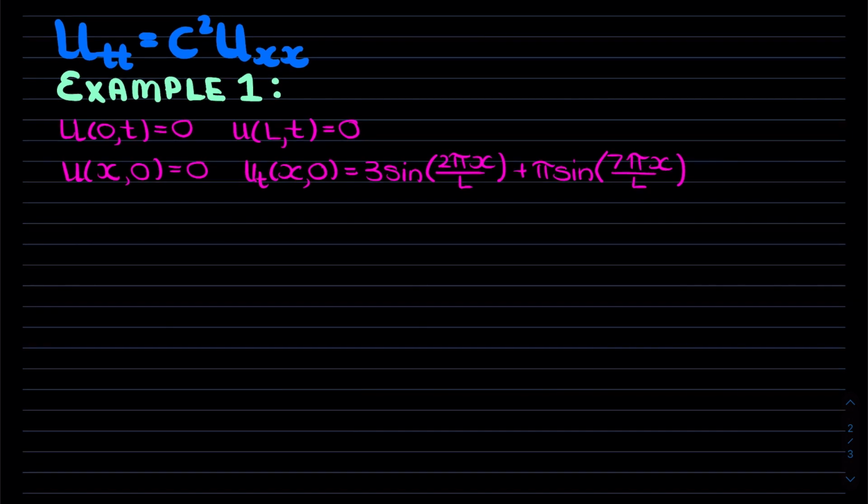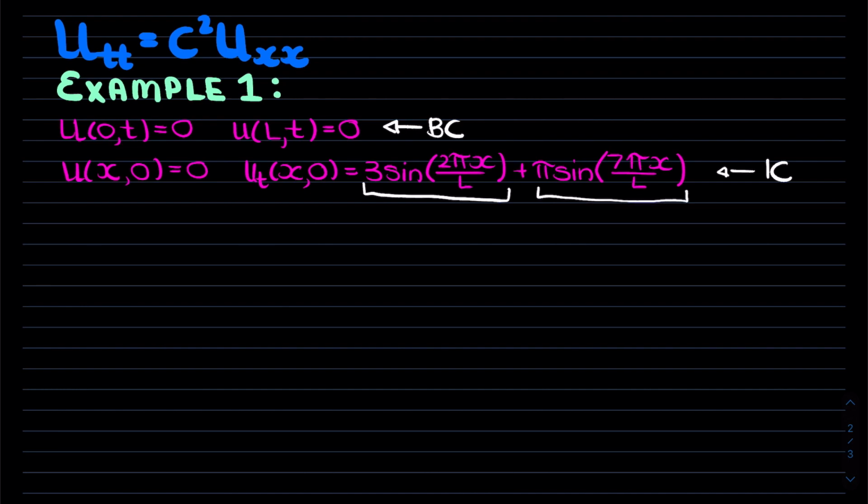So for example 1, you'll notice up here that these are our boundary conditions that are homogeneous, and these two down here are our initial conditions, and one of them is non-homogeneous, this second term here. You'll see that this non-homogeneous term is made up of two separate terms that are added together here.